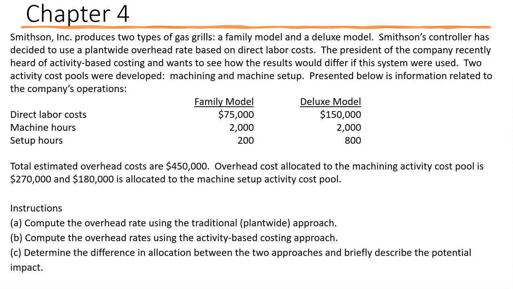So based on this information, we're going to compute the overhead rate using the traditional or plant-wide approach. Then we'll compute the overhead rates using the activity-based costing approach and determine the difference in allocation between the two approaches.